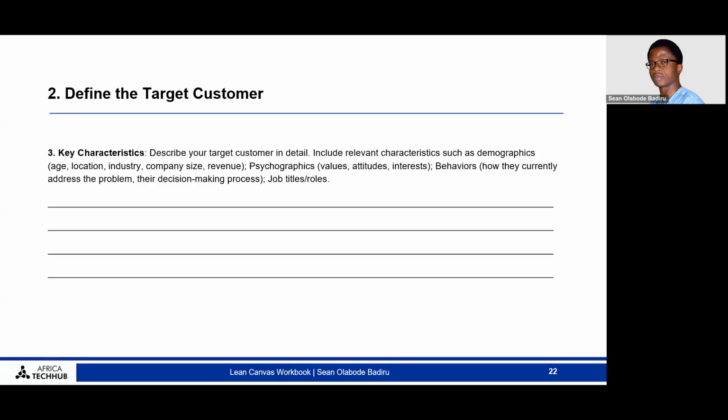So for our example, we said they are in Nigeria. Let's just give as many details as possible. Okay, Nigeria, that's location. Industry, we say service industry. Restaurants, small contractors, retail. The size of employees, we say 5 to 20. We didn't talk about revenue.